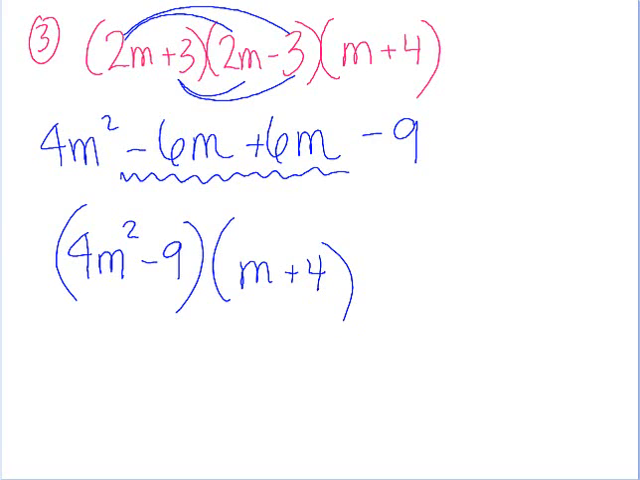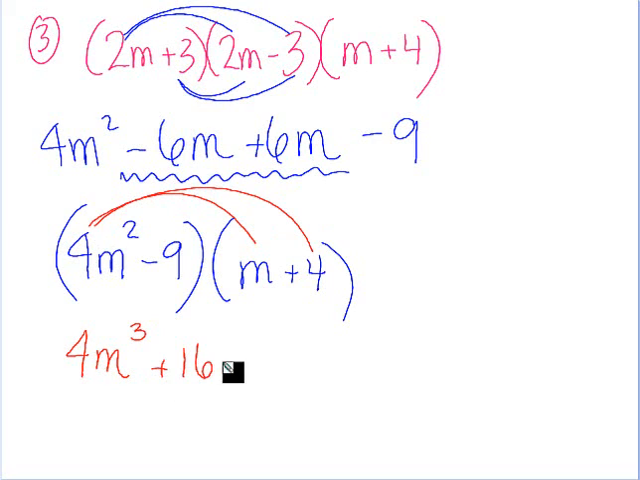I know these are the ones you guys didn't like from the last section, but we're doing some more. Okay, so now distribute again. So what would be 4m squared times m? Yeah, 4m cubed. What would be 4m squared times 4? Yeah, plus 16m squared. And then we do our negative 9.